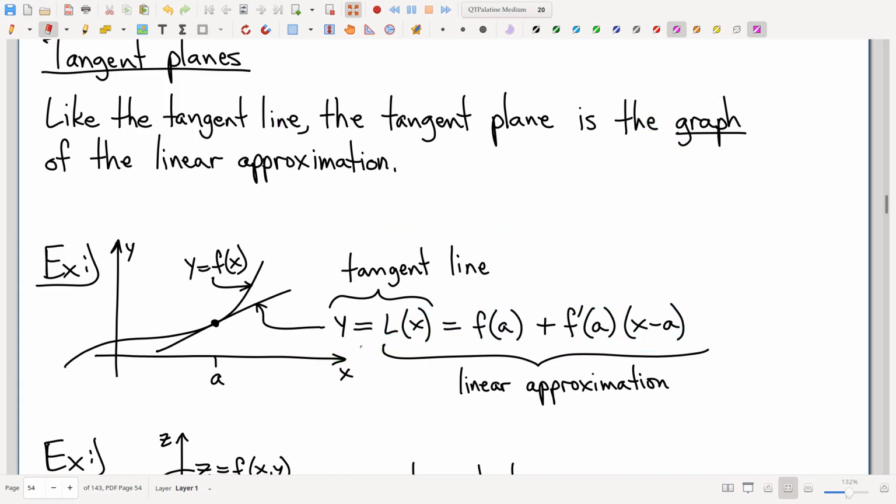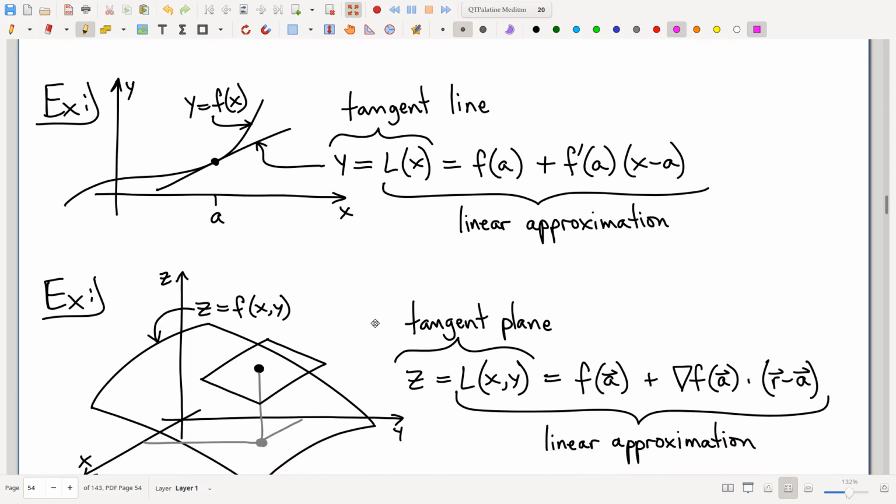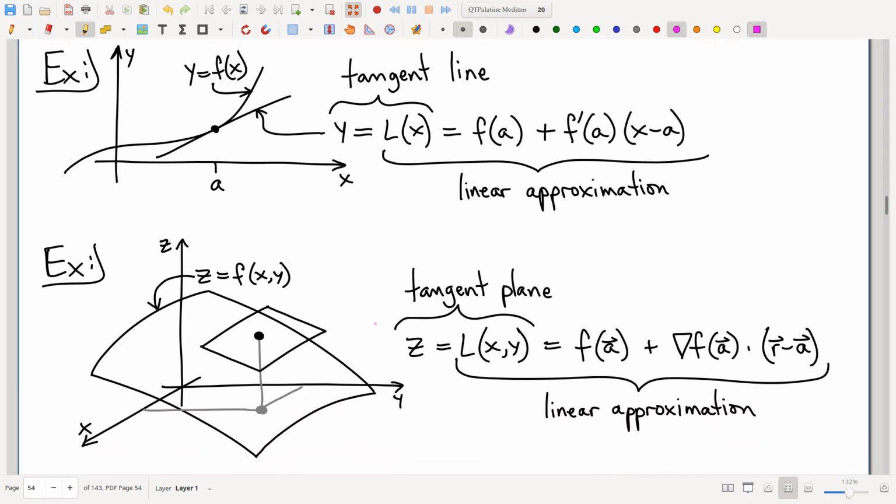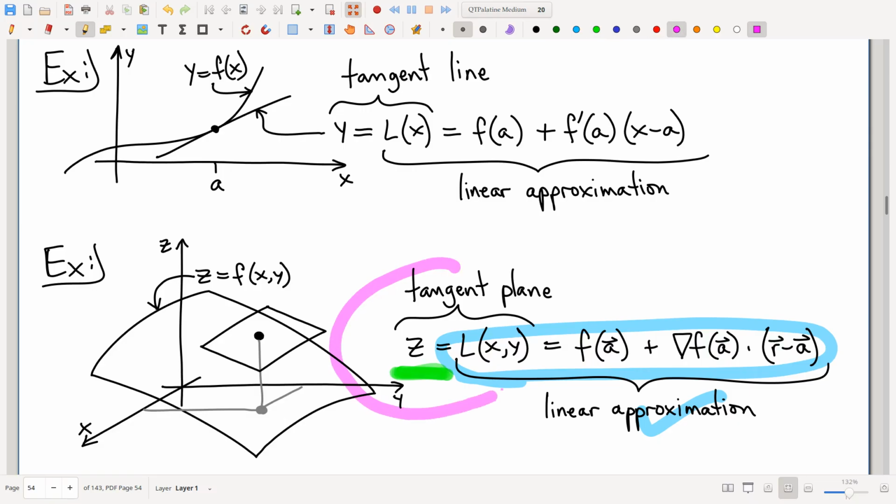So in perfect analogy, let's think about what happens if you have two variables. Again, we have a linear approximation. There's our linear approximation. Notice it's a function. It's not a picture. It's an algebraic object, right? And then likewise, we can talk about what is the graph of that function? And that graph of that function is what we call the tangent plane.